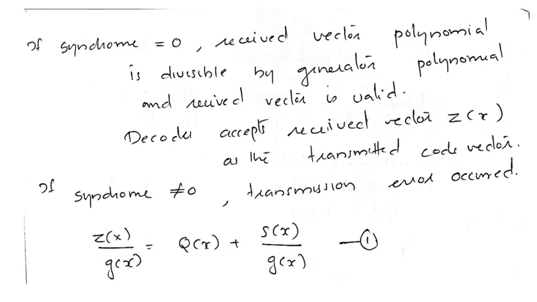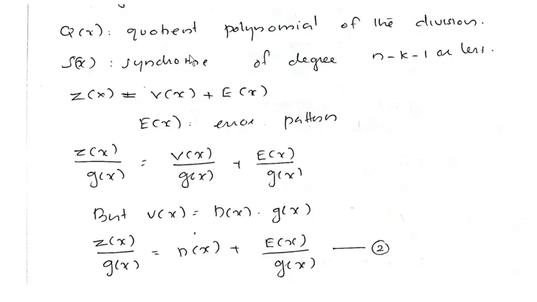When we divide the received vector by the generator polynomial, the remainder will be the syndrome vector. Here q of x is the quotient polynomial of the division and s of x is the syndrome, and its degree is n minus k minus 1 or less. We can say that the received code vector is the transmitted code vector plus error, where e of x is the error pattern.